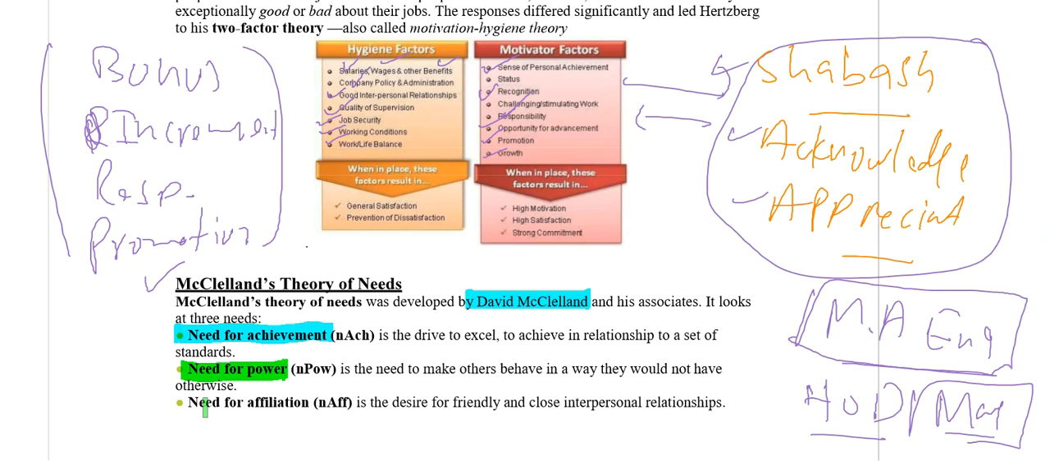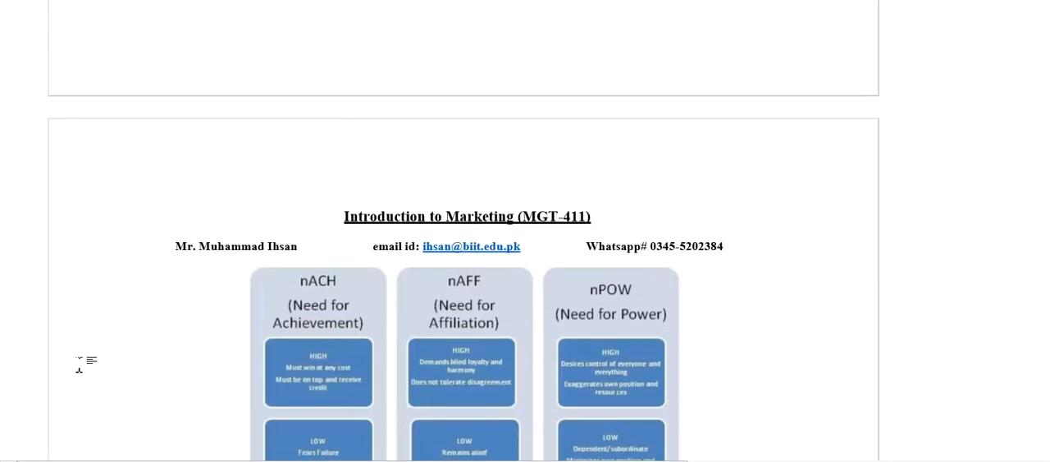Number three, need of affiliation. Affiliation means to get affiliated with someone. So we personally like someone and we want to become his friend. We like some organization, we want to work there, we want some good universities and we want to study from the university, we want to become a member of a group. So these are the needs of affiliation, where we want to become a friend of someone, or we want to become a member of any group. So these are three types of achievements.